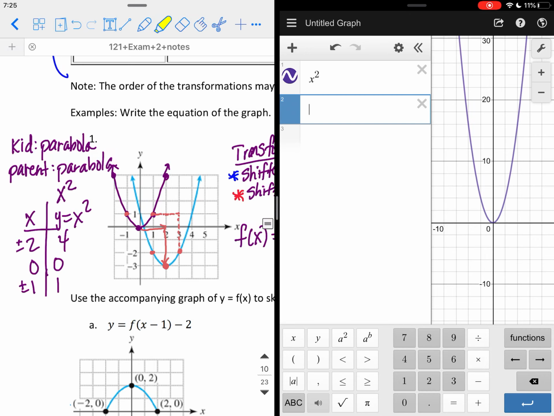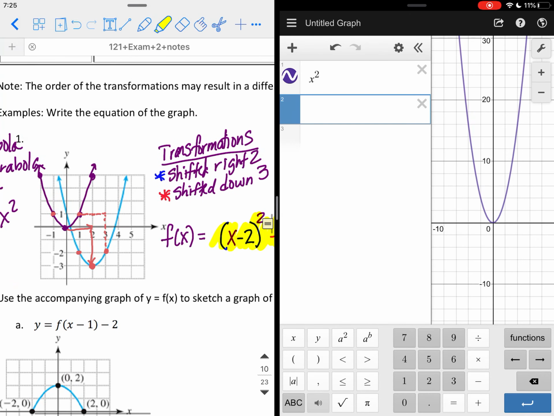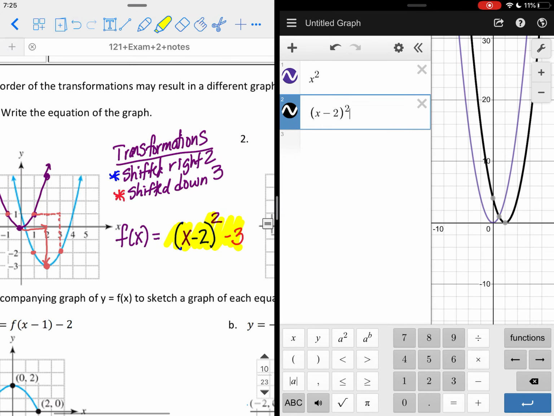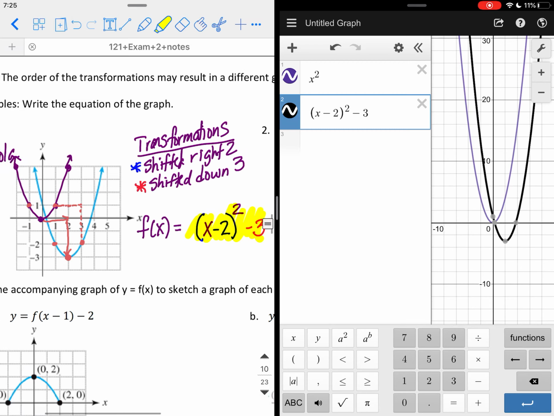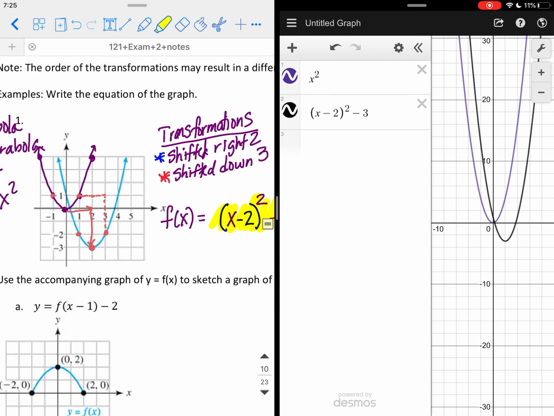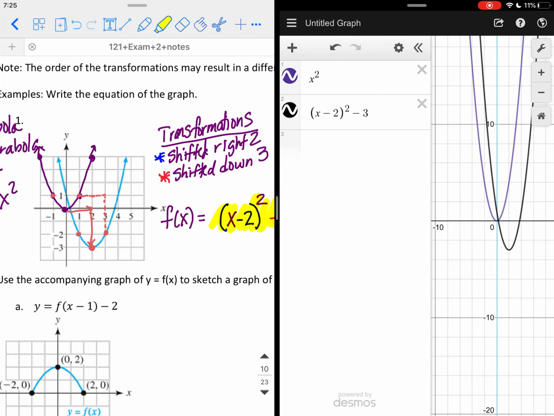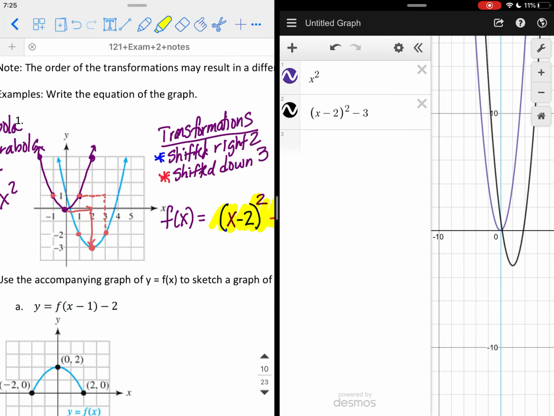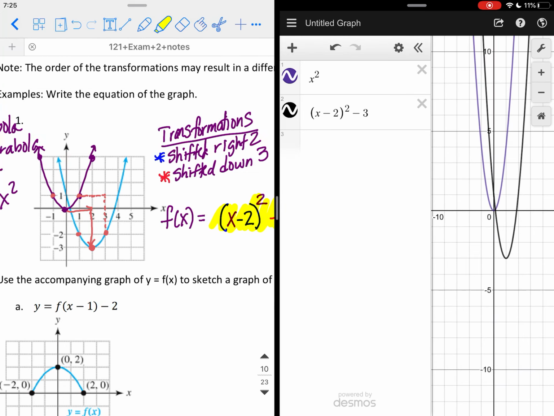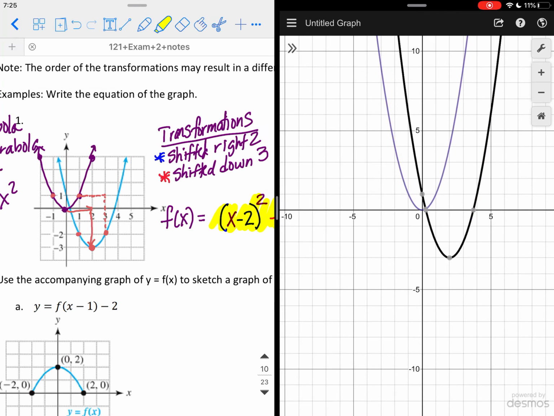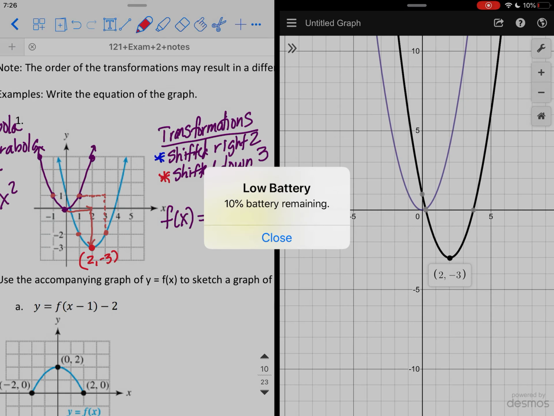So there's x squared. And then the kid is parentheses x minus 2, parentheses squared, minus 3. And I am just going to confirm so I can zoom in here. I really don't have to. But I can confirm this is 2, negative 3, which is the same as this 2, negative 3.